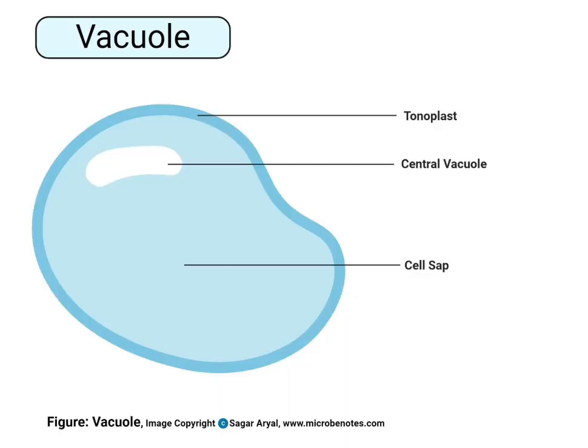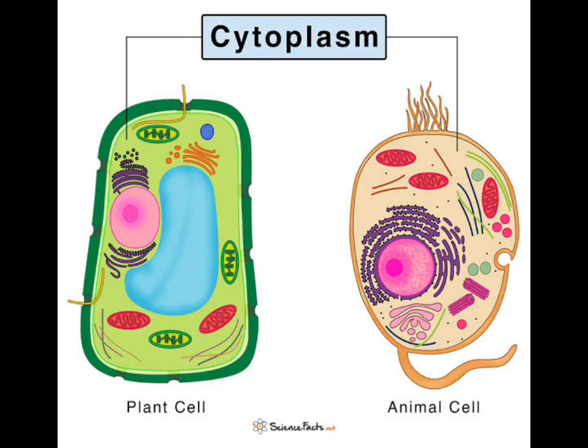Another important organelle is the vacuole. Vacuoles are membrane-bound sacs used for storage. They can store water, sugars, minerals, and waste products. In plant cells, there is usually one large central vacuole that helps maintain turgor pressure, keeping the cell firm and supporting the plant. Animal cells may contain several smaller vacuoles.